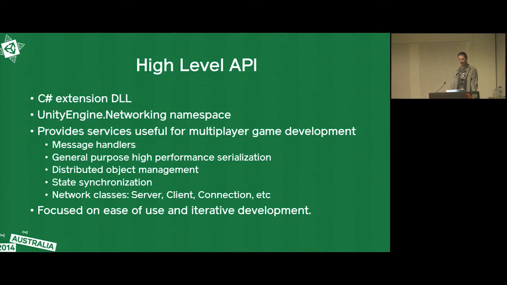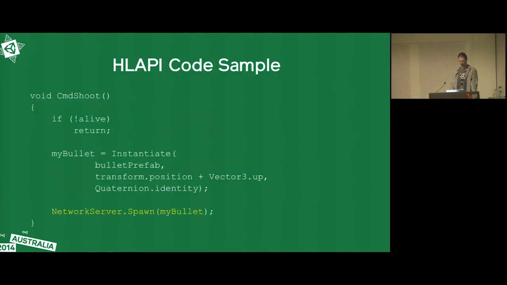Whereas the low-level API is focused on performance and letting you do anything, the high-level API is more for doing iterative development of games and quick development. So it's focused on quick turnaround time and making things easy for developers. So high-level code looks more like this: spawn a bullet from the server. So it looks like game code rather than socket code. And in our demo today, we're going to be mostly writing high-level API code.